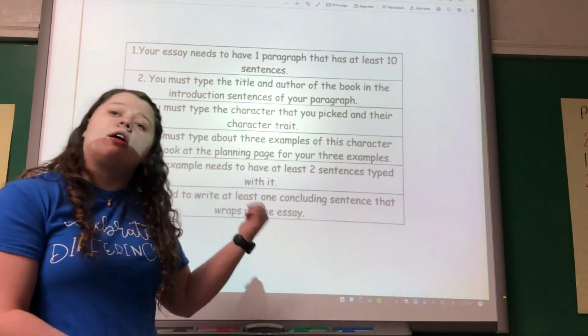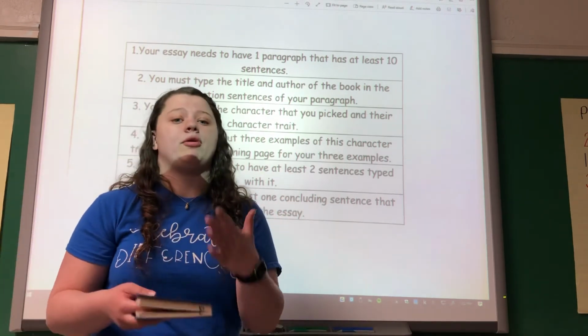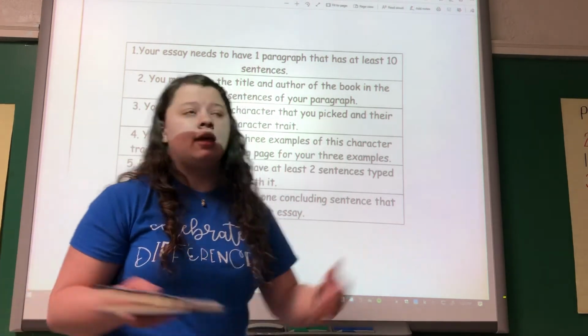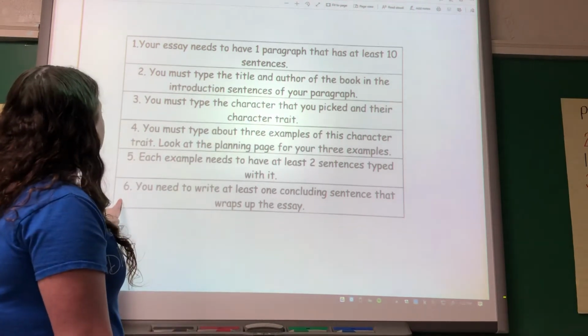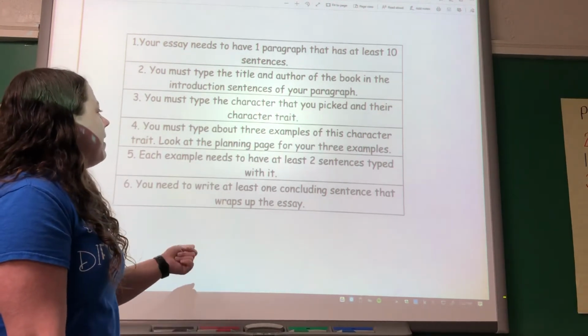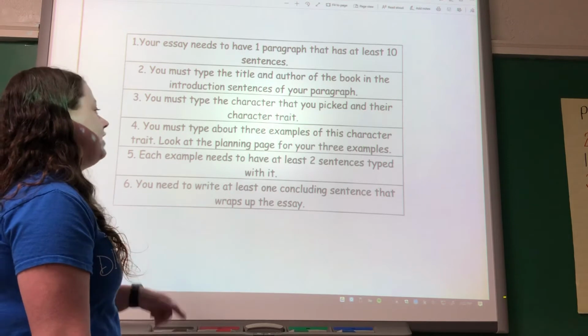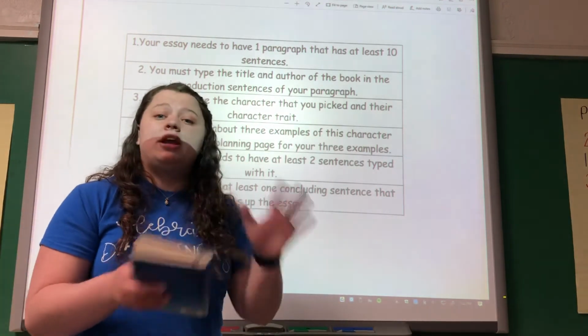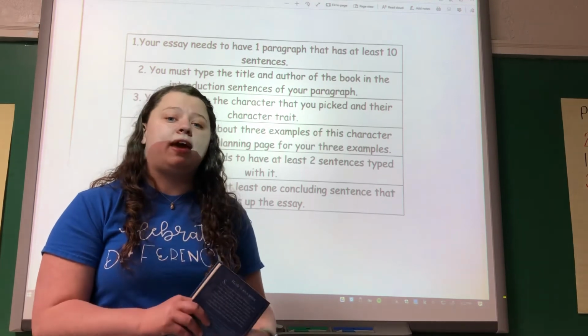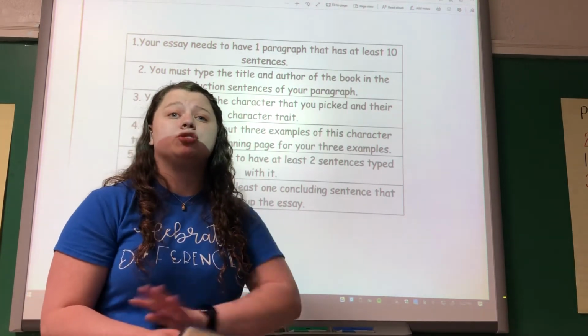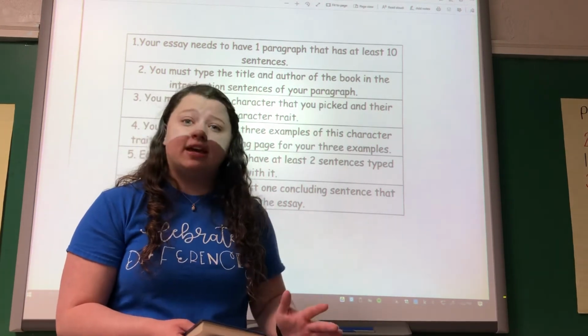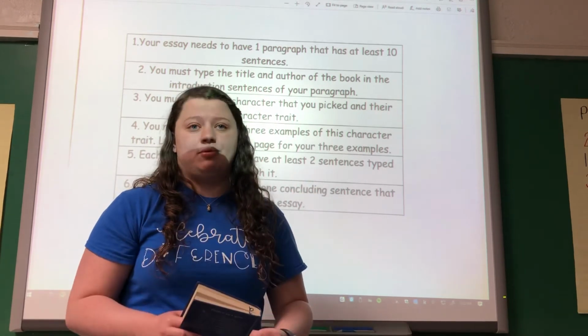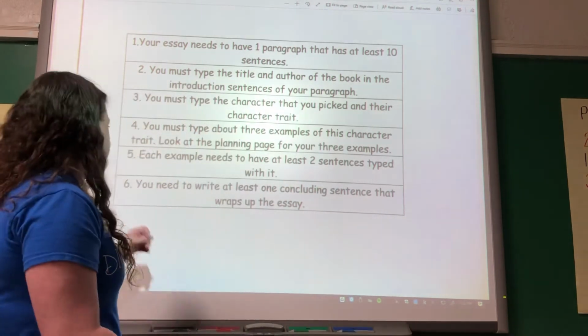With Thurman Hill, our example was caring. So I chose to write about Thurman Hill because he is caring. And then so on from there. The next thing you must do is type about 3 examples of this character trait. Look at your planning page for your 3 examples. So don't write 3 new examples. You already had a planning page that helped you figure out those 3 examples. So go back to that and use it so that you can pull those examples for your essay.